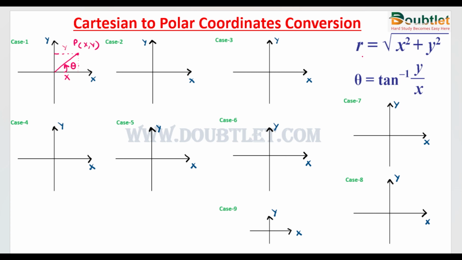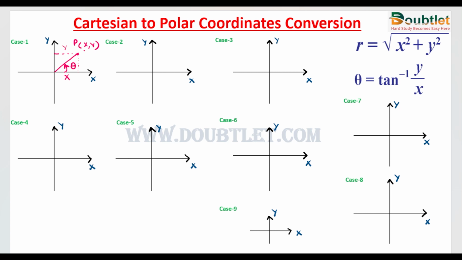So if we want to calculate the polar radius, we will use this formula, root of x square plus y square. And if we want to calculate the polar angle, we will use tan inverse of y divided by x. Now the point can lie in any quadrant: this is the first quadrant, the second, the third, and the fourth, and the point can lie on these axes as well as at the origin. If we include all these cases, there will be 9 possible cases, and we will deal with them one by one.